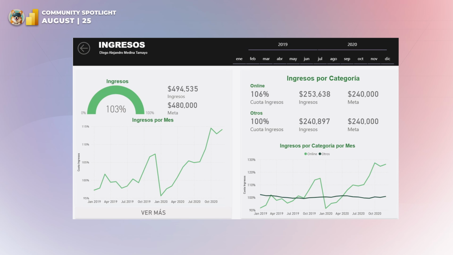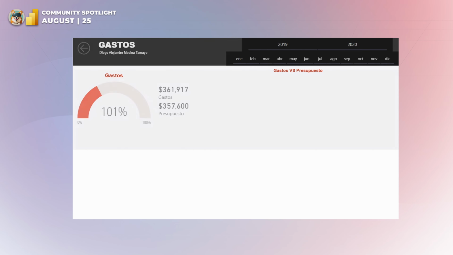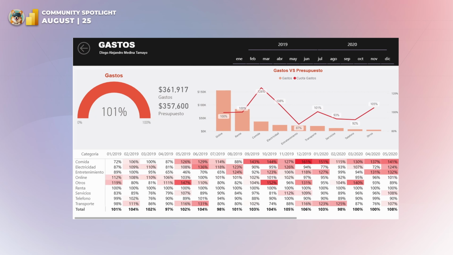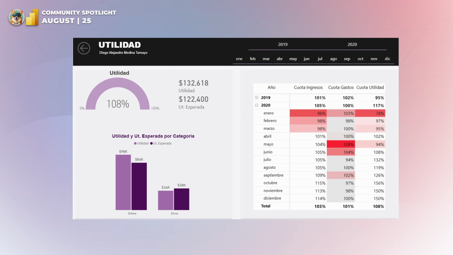At number 3 we have Basic Financial KPI by diegomedt. We love the minimalistic look. No clutter, just clean visuals. The focus is on big bold numbers for income, expenses, profit and other key metrics.